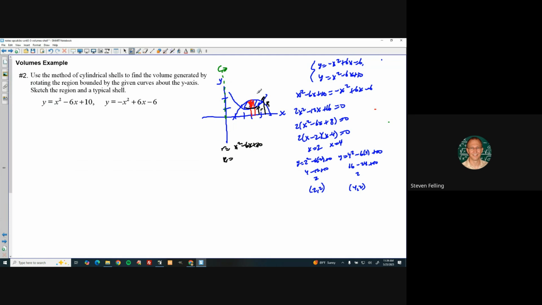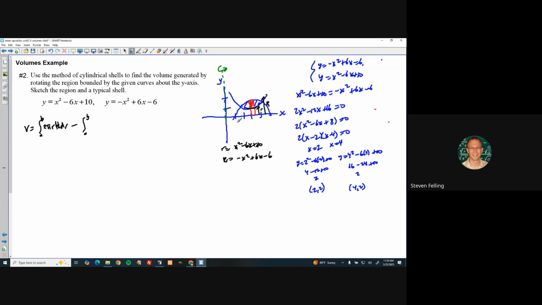So that y distance is negative x squared plus 6x minus 6. And that means I've got my two integral case. For parallel, the structure that we memorize is 2 pi r h dr minus an inner one for the little r. That's a big H, right?